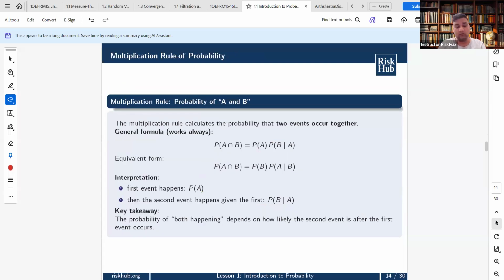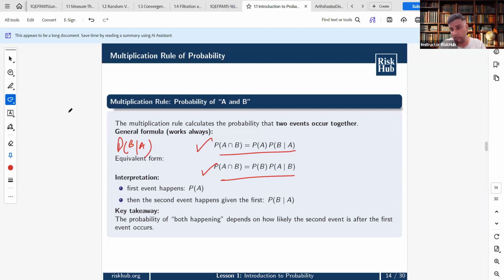Then we get into slide number 14, the multiplication rule. Calculate the probability that two events occur together. Very interesting. The equivalent form is also given; it's just a rearranging of formulas. We are talking about the probability of both events happening together. The intuition is to think sequentially. Step one, probability of A occurring. Step two, given A happened, B occurs, probability of B given A, B dependent on A. Multiply them.